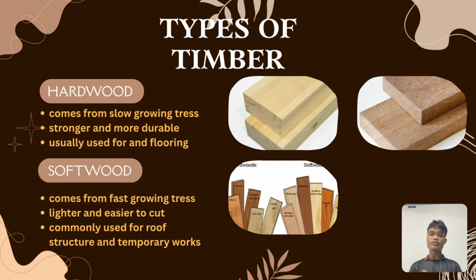Softwood comes from fast-growing trees. It is lighter, easier to cut, and more affordable. Softwood is commonly used for roof, structure, wall frame, and temporary construction work. The choice between hardwood and softwood depends on the strength, durability, and the cost required for the project.